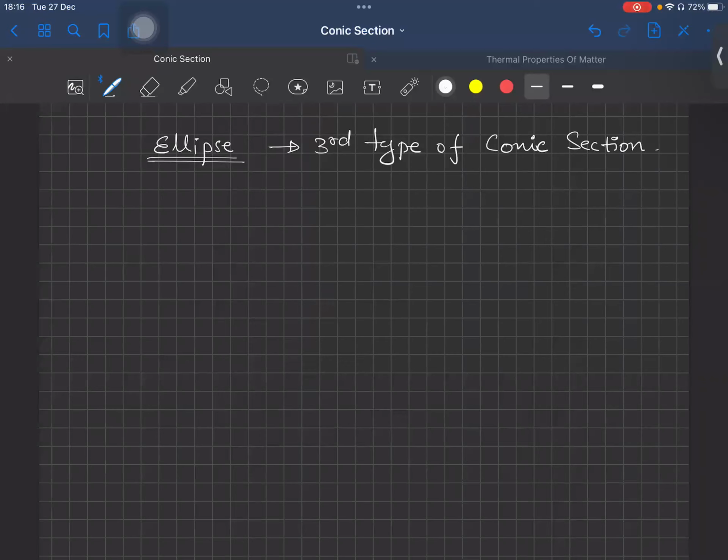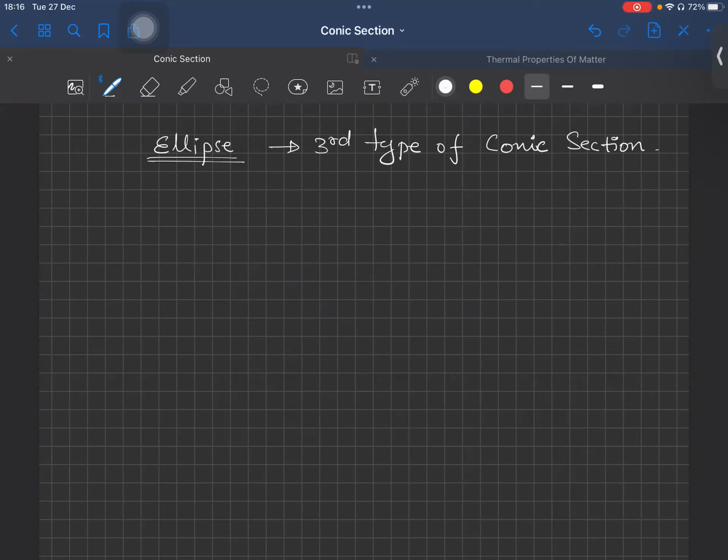Now, what is ellipse? Can anyone define ellipse? An oval shape, sir. Oval is an ellipse, so how do you define oval? Elongated circles, sir.